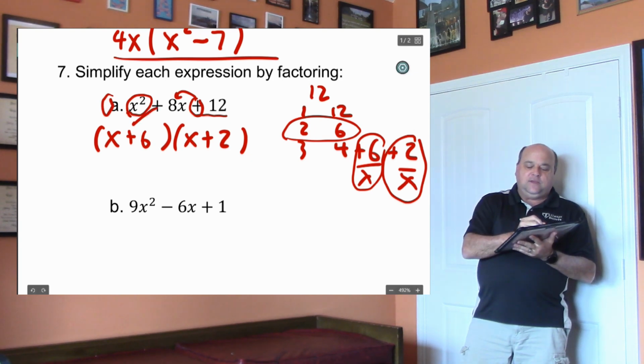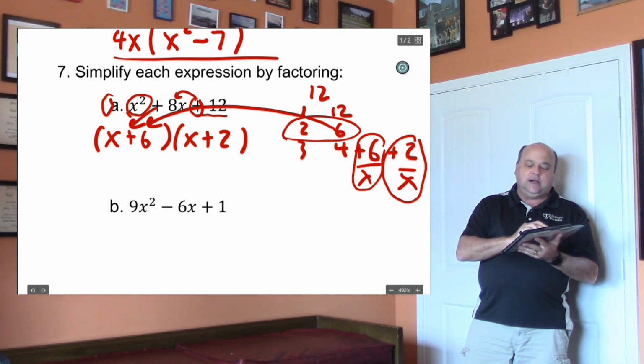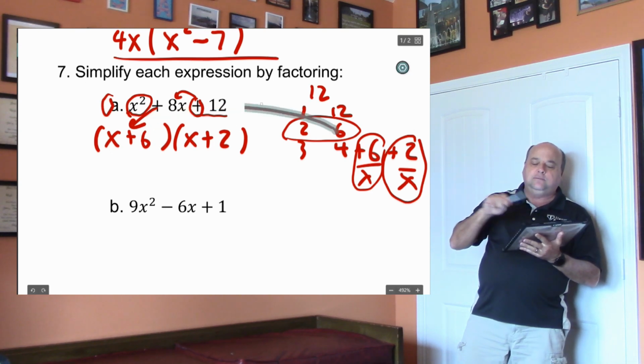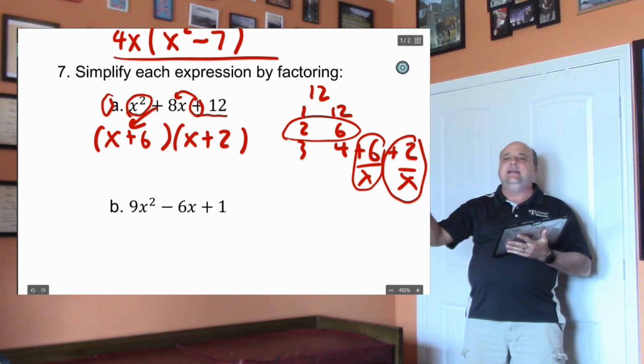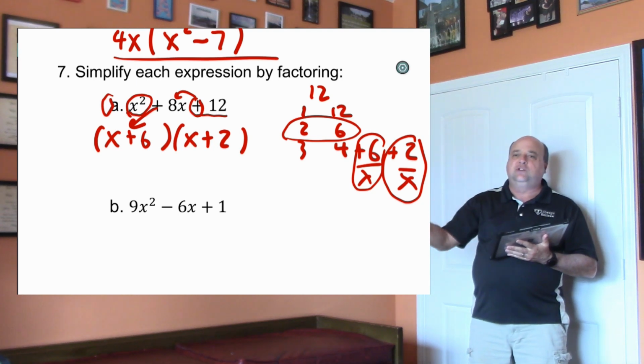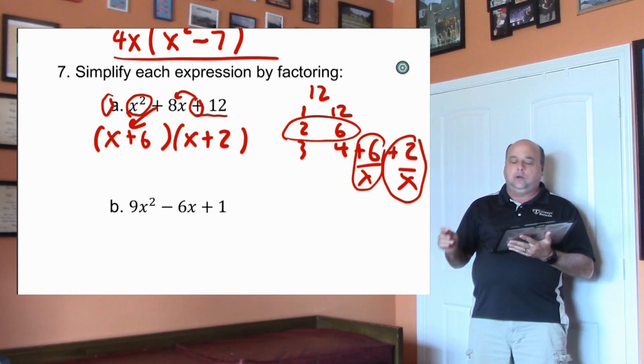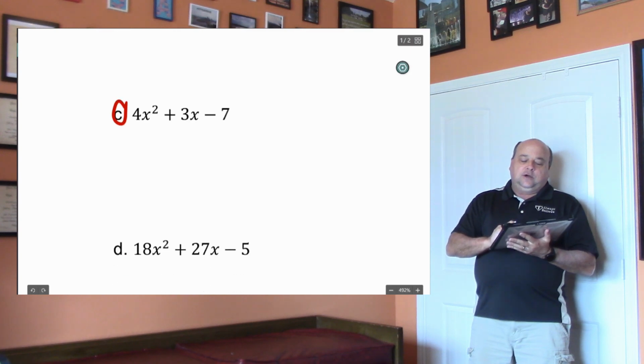Another way to do that, this sign always drops and put the biggest number first. And then you got to do 6 plus 2 to get your 8, okay? This is not easy. You got to go back and do those lessons again if this is giving you trouble, okay? Letter C.